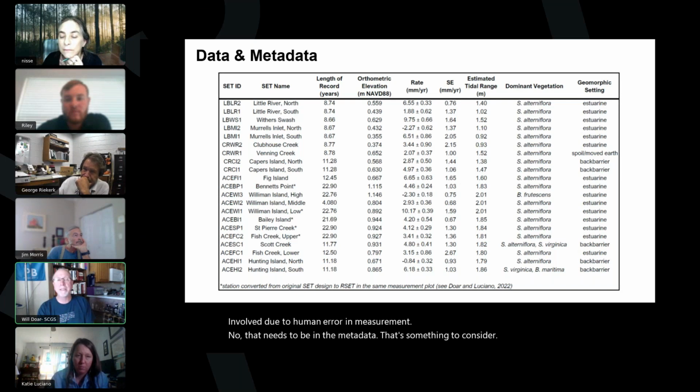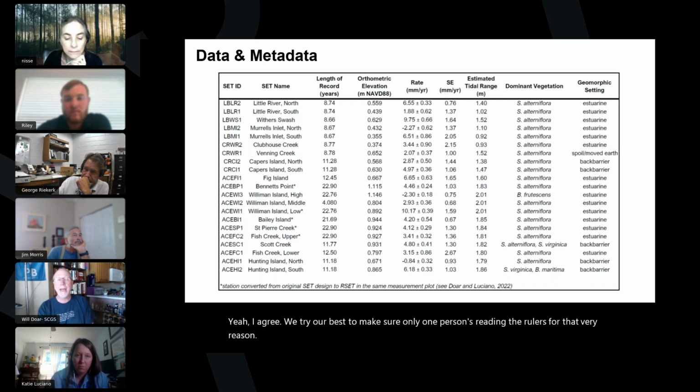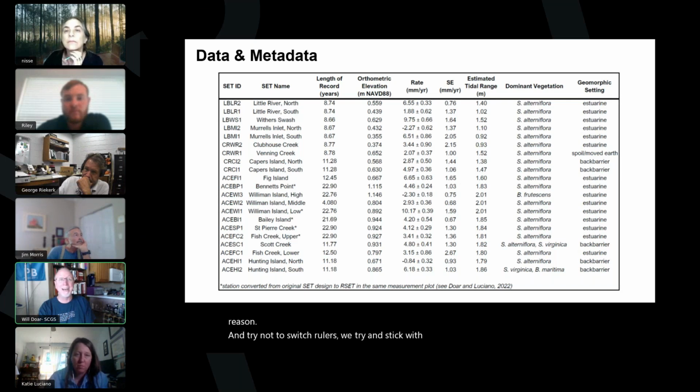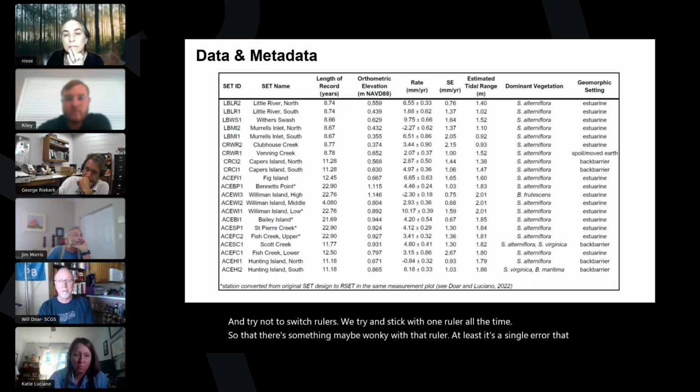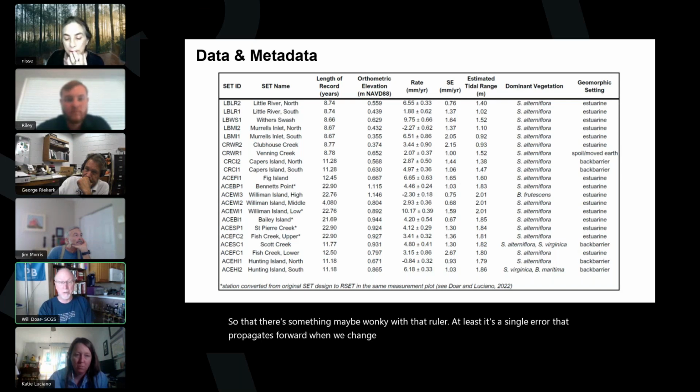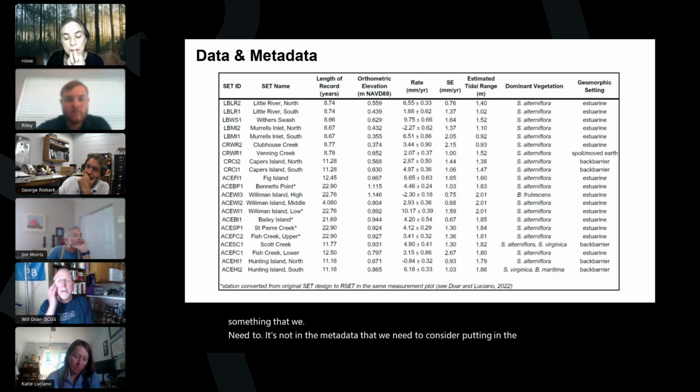I agree. We try our best to make sure only one person's reading the rulers for that very reason. And try not to switch rulers. We try and stick with one ruler all the time, so that if there's something maybe wonky with that ruler, at least it's a single error that propagates forward. When we change rulers, we stick a note in our data sheets. So that's something that's not in the metadata, that we need to consider putting in the metadata too.